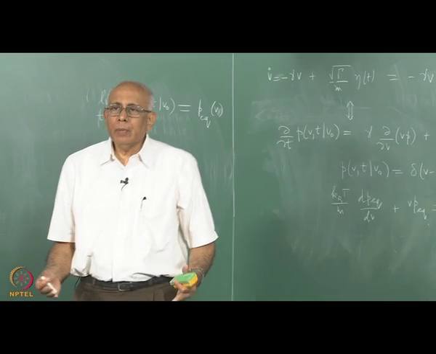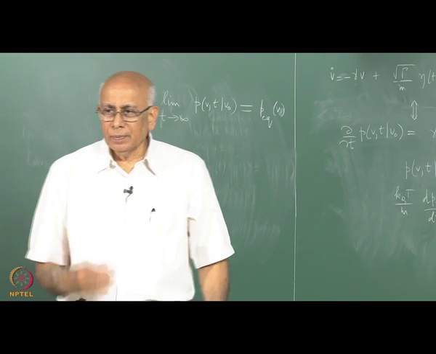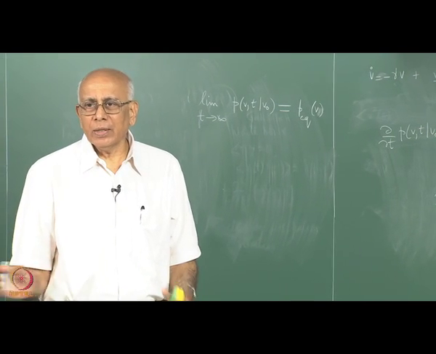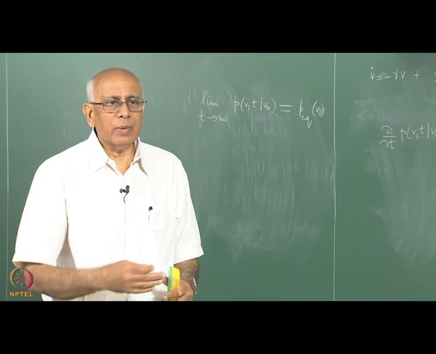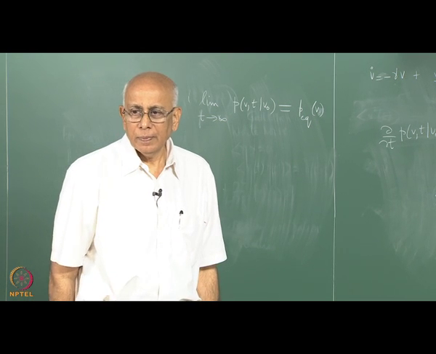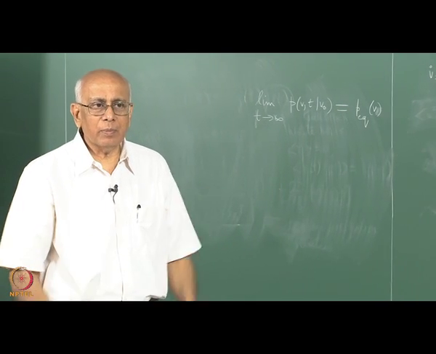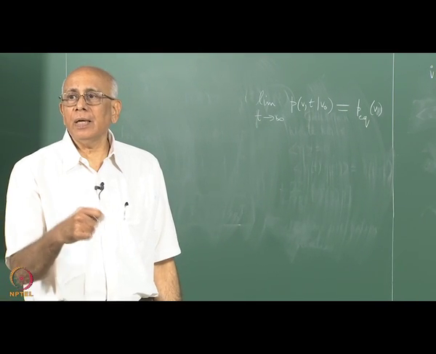I want this P equilibrium to be a normalizable distribution. So P equilibrium must vanish as mod v tends to infinity. That is a necessary condition, otherwise it is not normalizable. You are going to integrate from minus infinity to infinity, so the function had better vanish at the end points sufficiently rapidly.